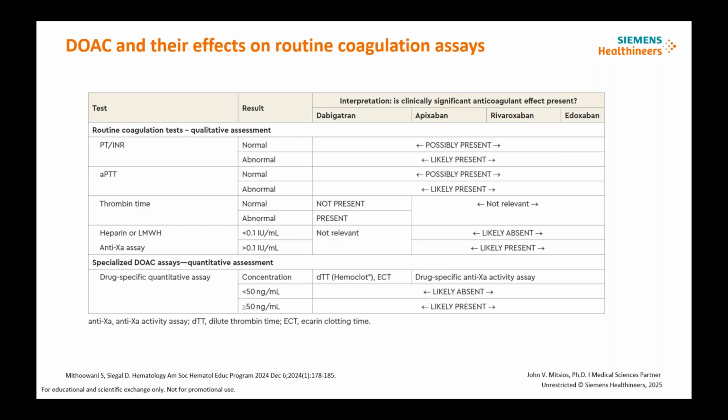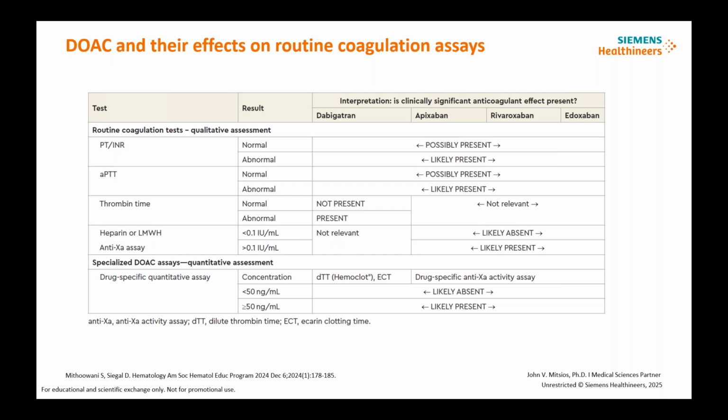If I'm using the thrombin time, yes, even a small amount would cause an abnormal thrombin time of a direct thrombin inhibitor like dabigatran. But of course, it won't be relevant for my other assays, apixaban, rivaroxaban, and edoxaban. Interestingly, if I don't have any other anticoagulant on board, as I hope that previous slide shows you, if I have less than 0.1 units per ml, if I'm just using a heparin or LMWH calibrated anti-10A assay, you can say that it's likely absent that I have an anti-10A inhibitor. But if it's greater than, it's likely present. But again, not very definitive.